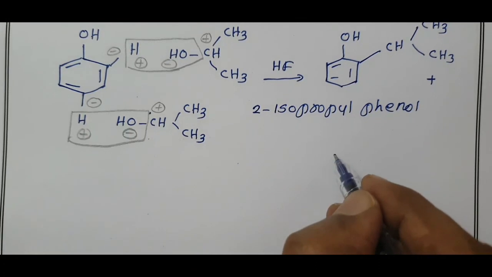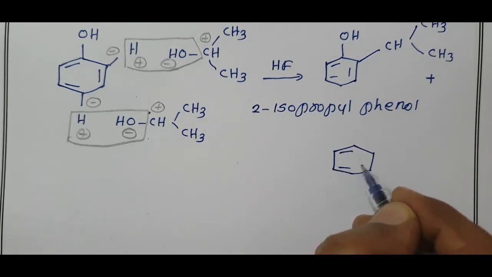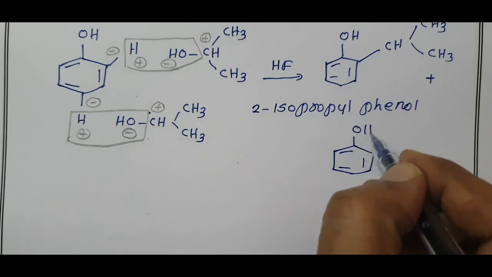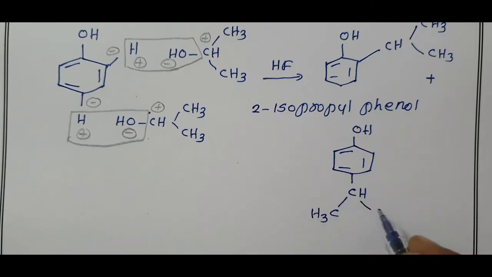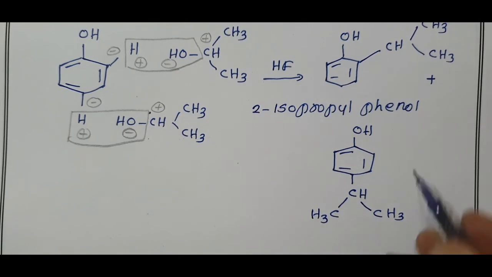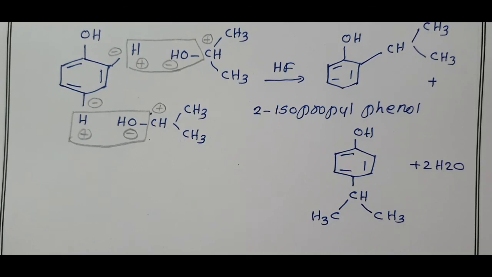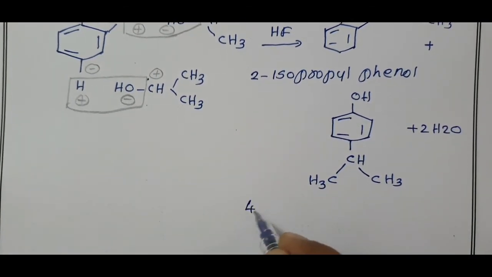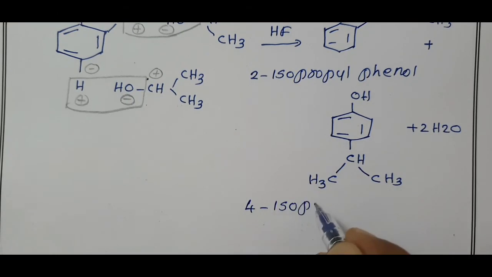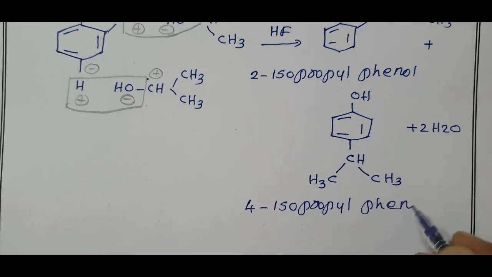This is our phenol, C6H4OH. The para carbon contains CH3. Here also one CH3. Totally 2 molecules of water are removed. In the 4th carbon we have one isopropyl. Therefore, this is 4-isopropyl phenol.